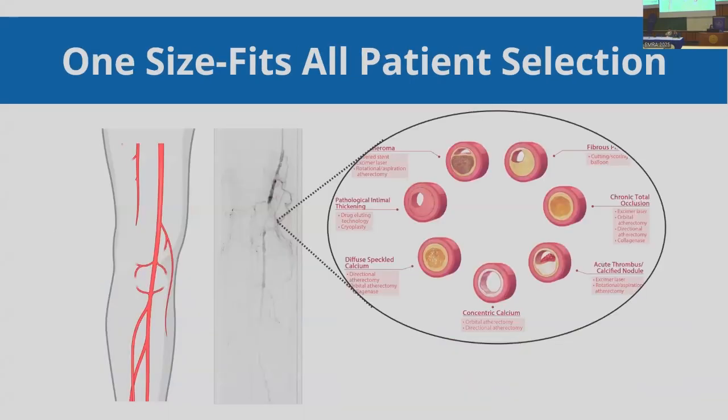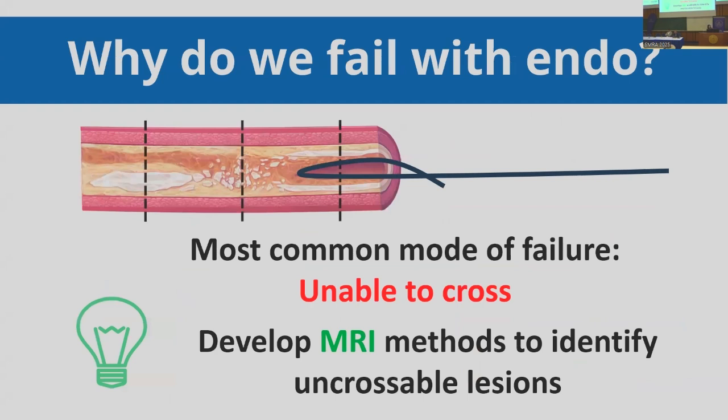So that's really a one-size-fits-all approach to a problem like PAD, where it's a very, very heterogeneous lesion set, where a vast majority of these would be amenable to endovascular treatment, but we don't know which ones. And when we do fail with endovascular treatment, it's mostly because we can't cross the lesion with a guide wire, and if you can't cross it, then you can't treat it. So our goal is to develop MRI methods to identify those lesions.